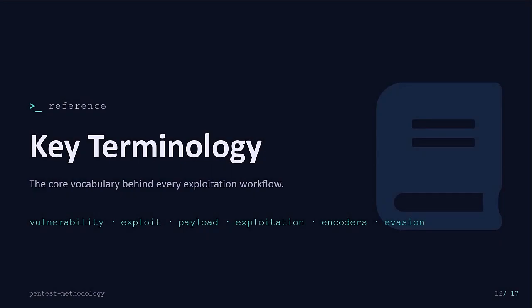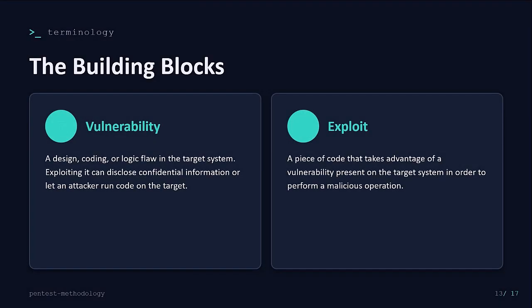All right, we've walked the whole life cycle. Now let's lock down the vocabulary, because these words get thrown around loosely and you need them precise. 6 terms. A vulnerability is a flaw in design, in code, or in logic in the target system. Exploit it, and you can disclose confidential information or get the system to run your code. An exploit is the piece of code that takes advantage of that vulnerability to do something malicious.